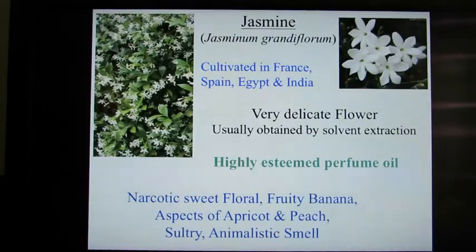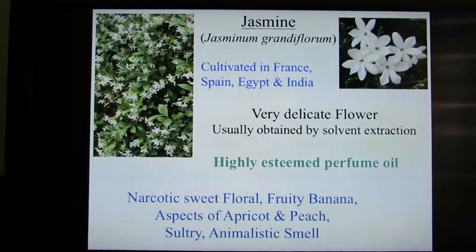Now we'll compare this to jasmine. The jasmine plant is cultivated in France, Spain, Egypt, and India. It's a delicate flower, and because of this, it's usually obtained by solvent extraction versus the steam distillation, which is the common method for obtaining true essential oils. And the jasmine is very highly esteemed as a perfume oil. The scent is narcotic, sweet floral. It's got fruity aspects of banana, apricot, and peach, and it has a sultry, even an animalic type smell to it.